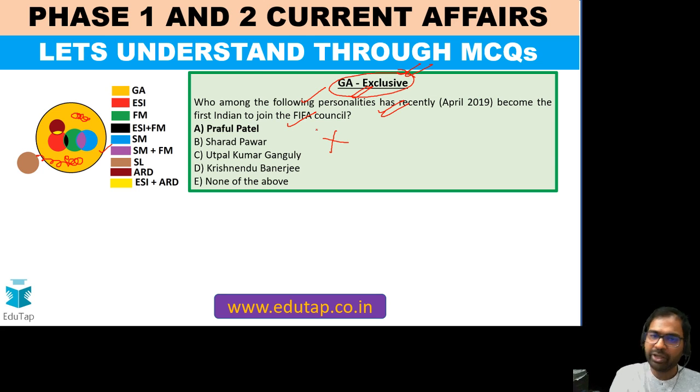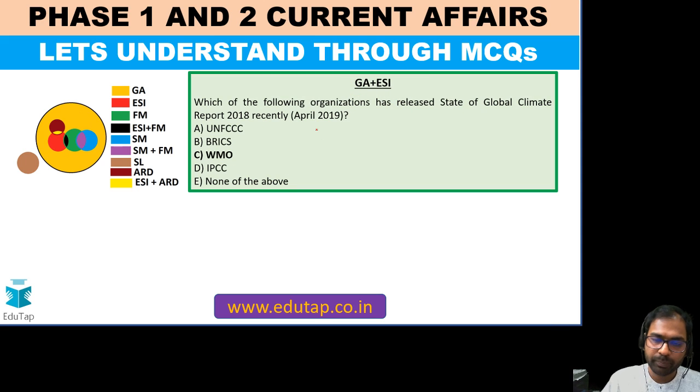In SEBI, security market is present in phase 1 as well. I should say that this question is based on sports. Sports is not a topic of ESI, not a topic of finance, not a topic of ARD, not a topic of security market and law. It can never be asked in these papers. It can only be asked in GA. Let's move on to another question.